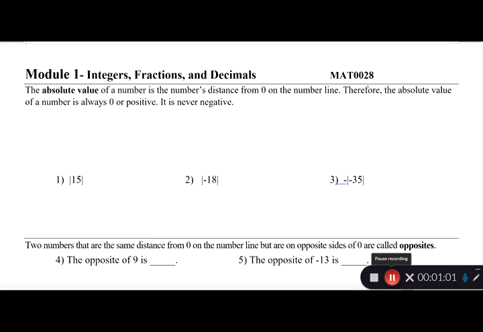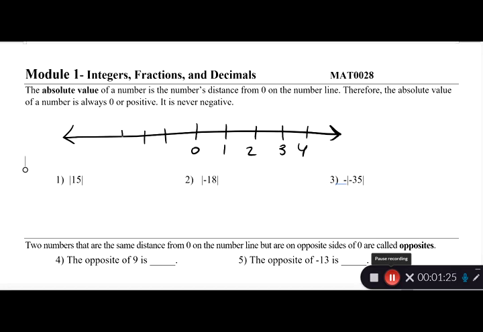In this video, we're going to be talking about Module 1, integers, fractions, and decimals, and we're going to start with the absolute value. The absolute value of a number is the number's distance from 0 on the number line. So to visualize this, we have a number line, 0, 1, 2, 3, 4, and then -1, -2, -3, -4.